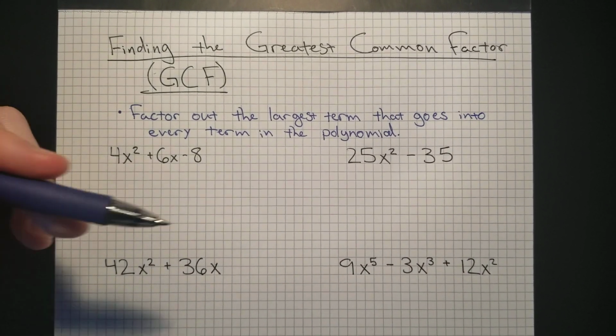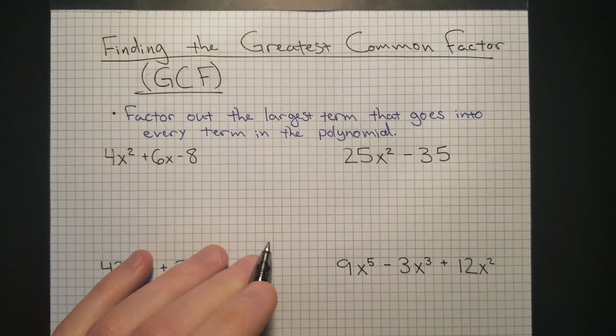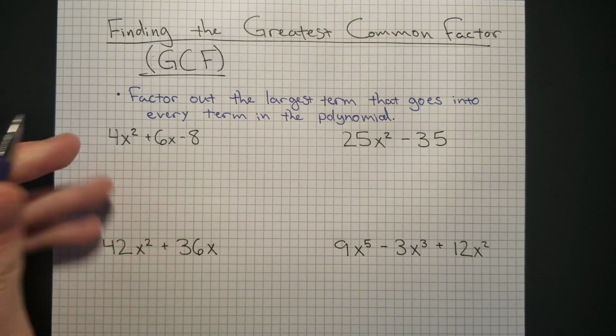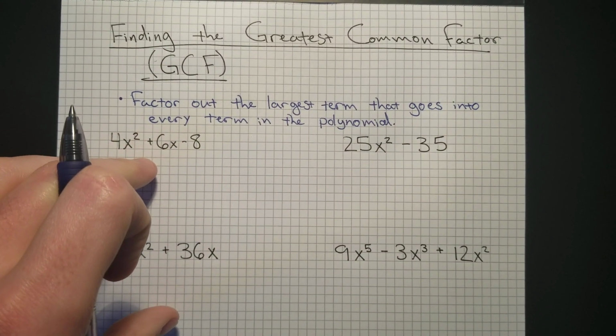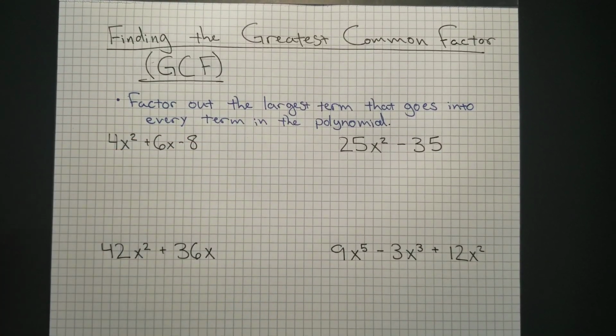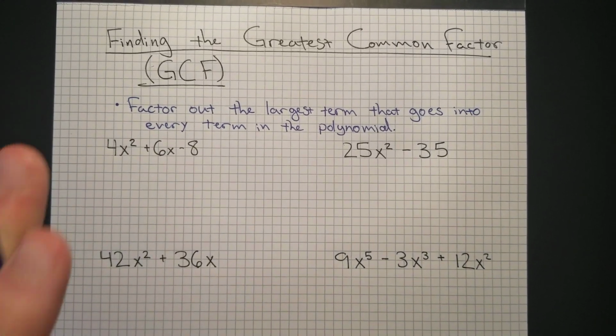And you're going to be pulling that term out of it. It's kind of like the opposite version of distribution. So distribution is where you have some number on the outside of some grouping symbols and you multiply into them. We're going to be finding out what you can pull out. So this is what we're going to be doing.